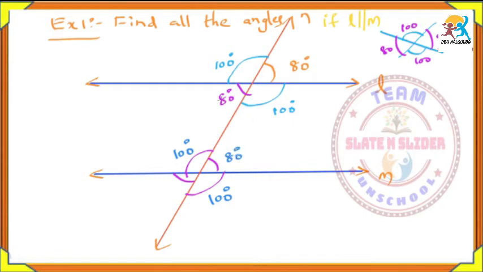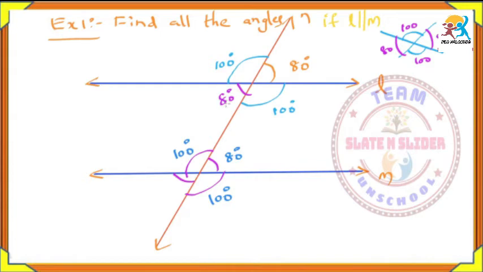According to the condition of alternate interior angles, the two angles should be in the interior. That means this 80, this 100, this 80 and this 100. So these four angles are interior angles. And the word alternate means the two angles should be on either side of the transversal. That means we get only this 80, this 100 and this 80, because this 100 is on the same side, so we should not take this.